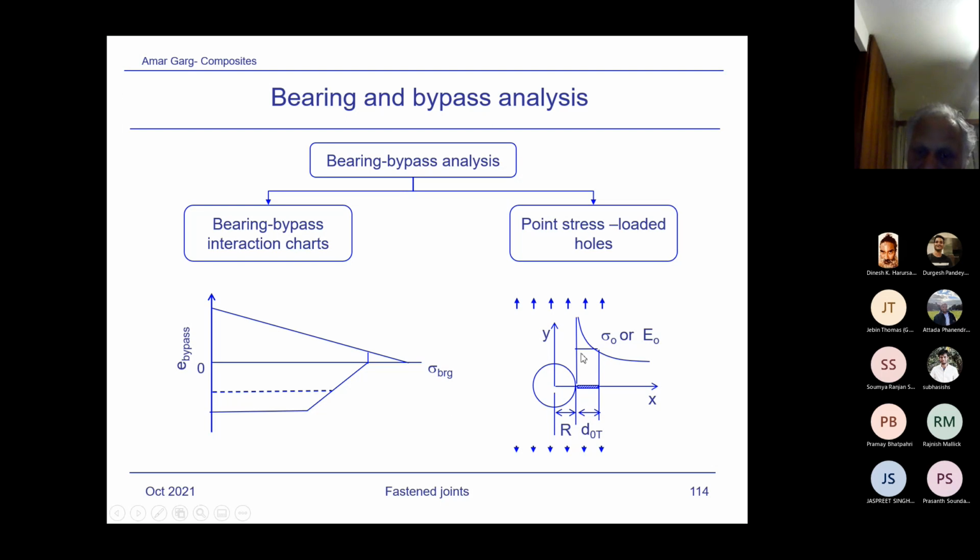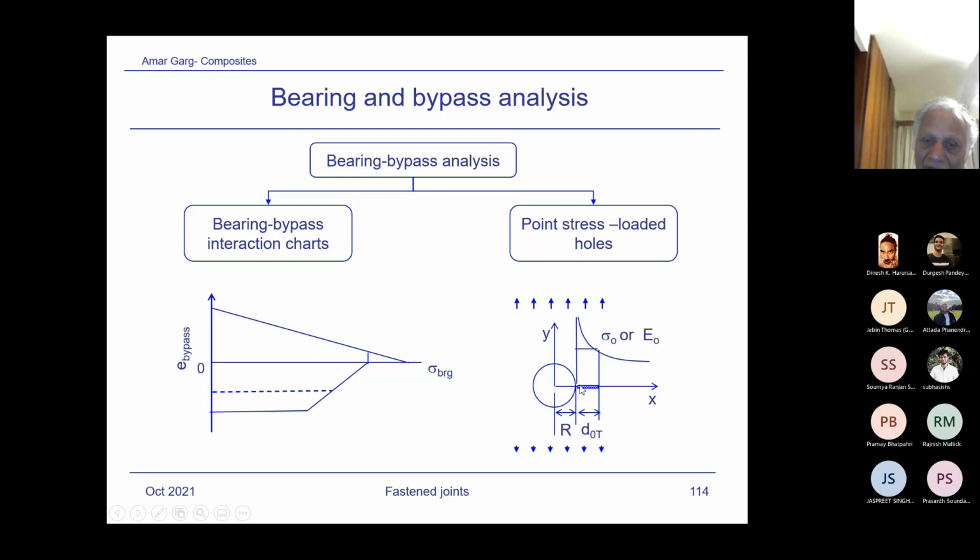The criteria is that at some distance from the edge of the hole, suppose this distance d naught t, this stress, which is dropping, the failure would occur when the stress at this distance reaches the ultimate unnotched strength allowable. Now, normally you would consider, why don't we consider the maximum stress at this point and then compare with the unnotched allowable? What happens? That will be conservative.